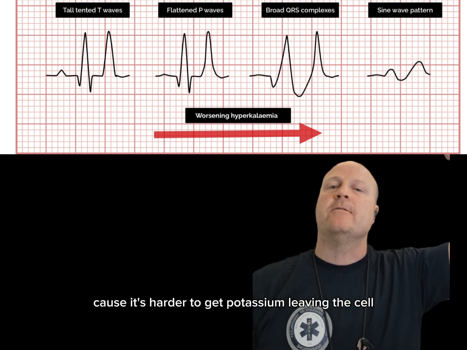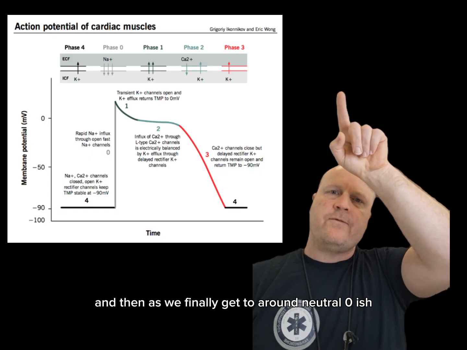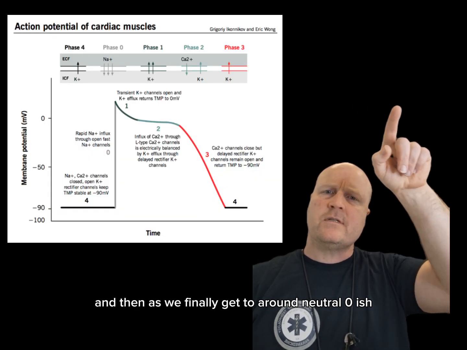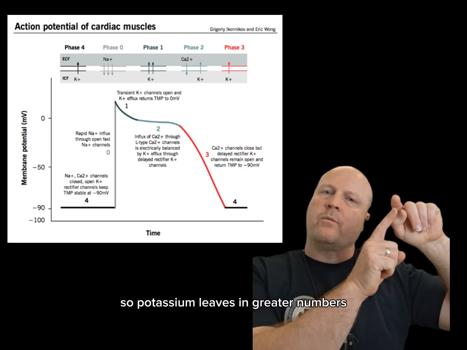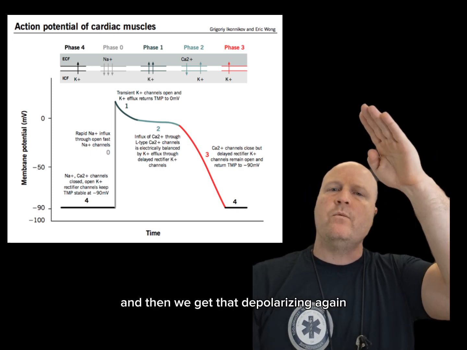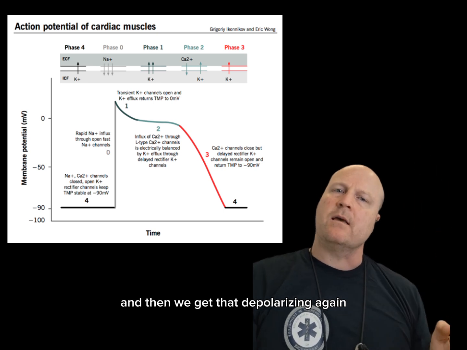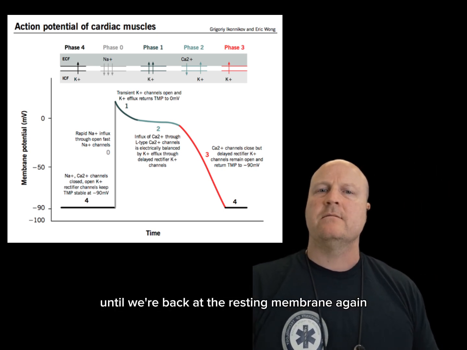So that's why our QRS complex, when the ventricle contracts, is going to become widened, because it's harder to get potassium leaving the cell. And then as we finally get to around neutral, 0-ish, we get more potassium channels opening. So potassium leaves in greater numbers, and then we get that repolarizing again until we're back at the resting membrane.